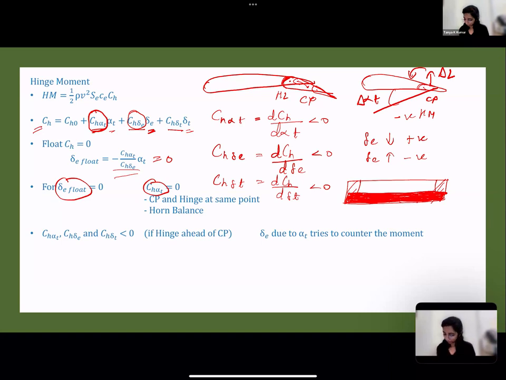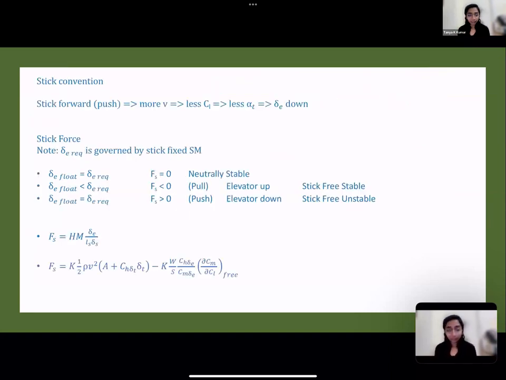Then we study the stick force and stick convention. Pushing the stick forward is considered positive. If you push the stick forward, it means the aircraft flies with a greater velocity. If you have to fly at a greater velocity, you need to reduce your CL, otherwise the trim conditions will not be maintained. How do you reduce your CL? You reduce your angle of attack.